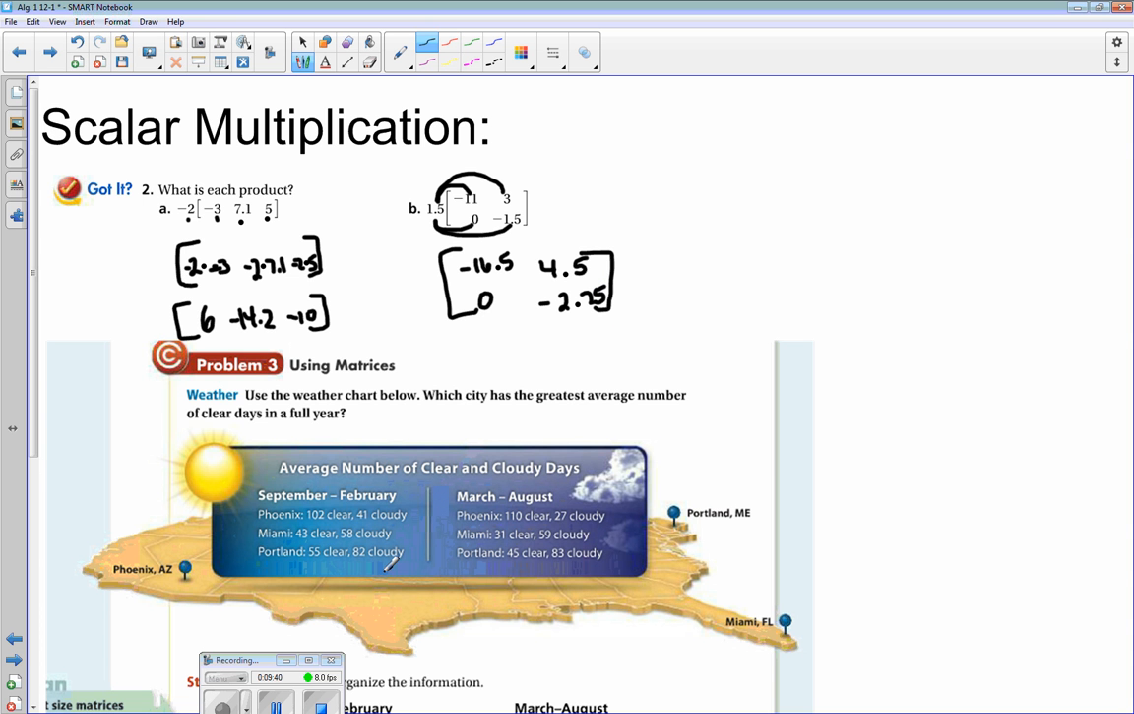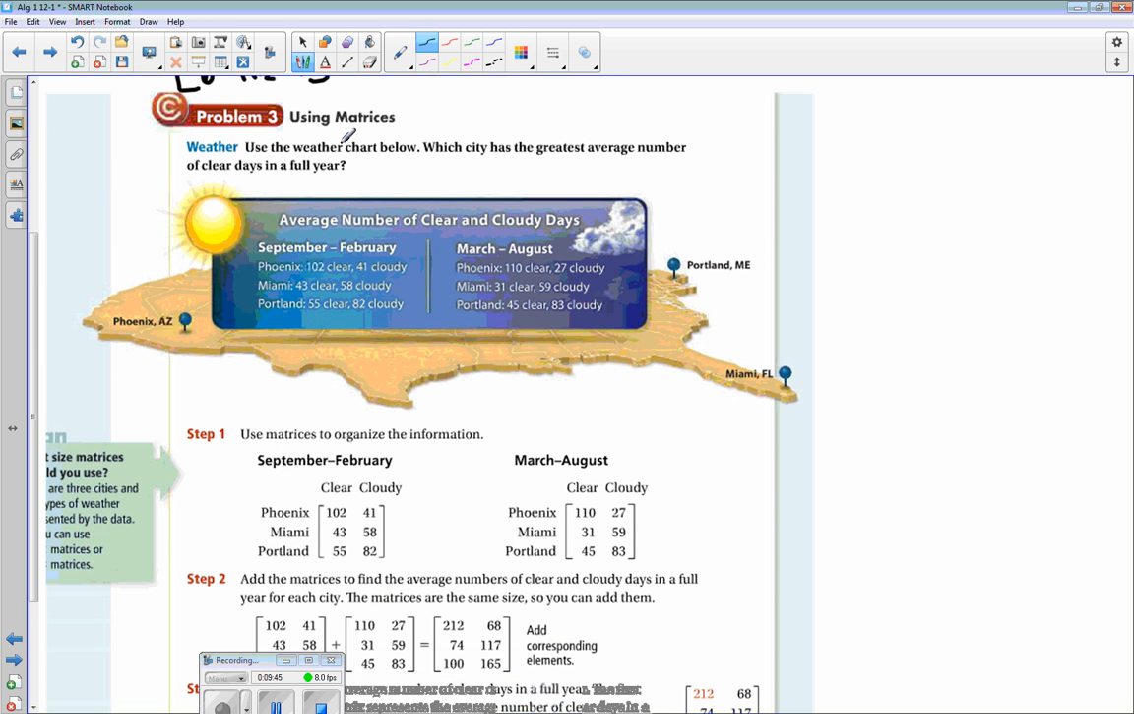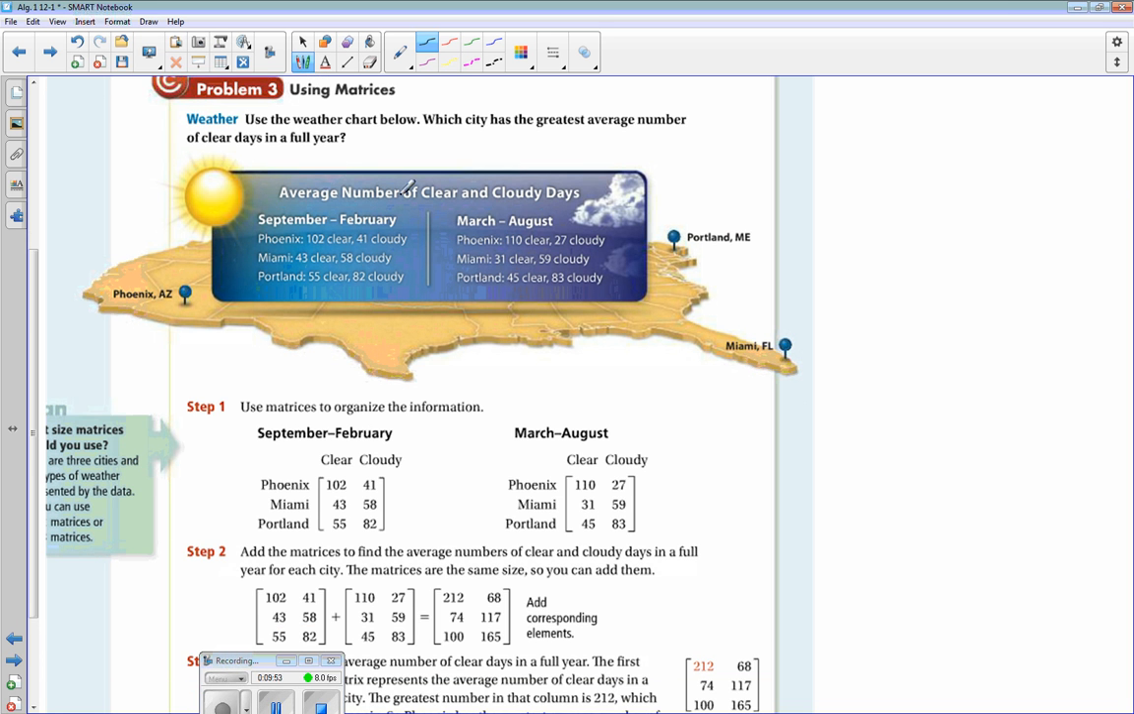Okay, so let's take a look at how we're going to use matrices. So use the weather chart below. Which city has the greatest average number of clear days in a full year? Average number of clear and cloudy days, September through February. Phoenix, 102 clear, 41 cloudy. Miami, 43 clear, 58 cloudy. Portland, 55 clear, 82 cloudy. March through August, Phoenix, 110 clear, 27 cloudy. Miami, 31 clear, 59 cloudy. Portland, 45 clear, 83 cloudy.